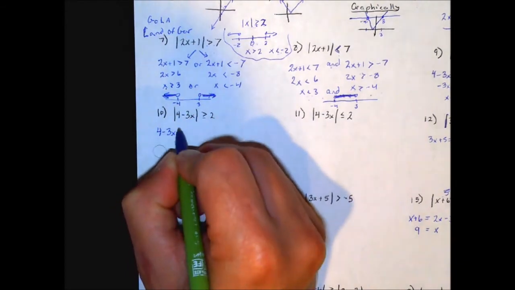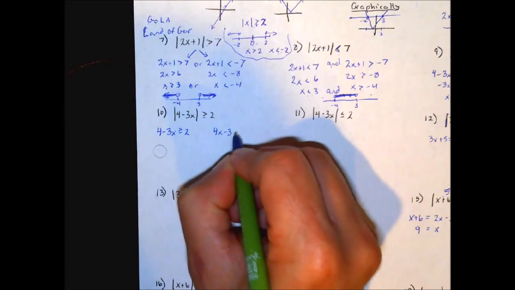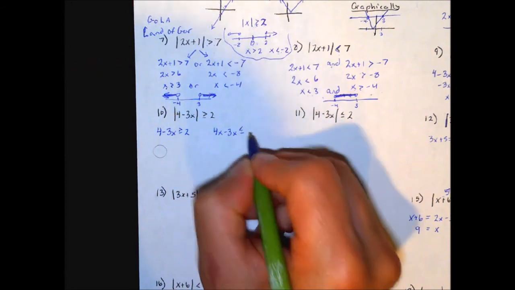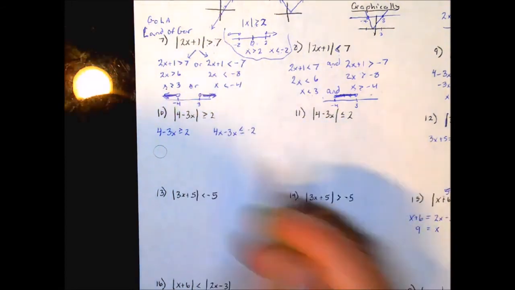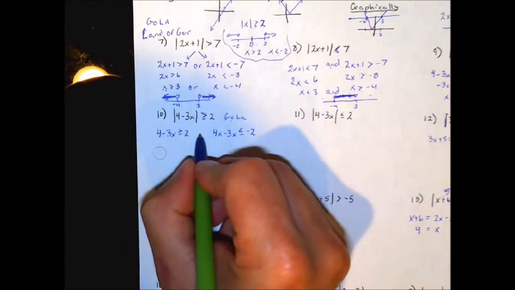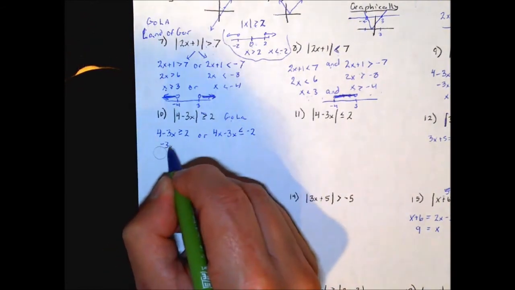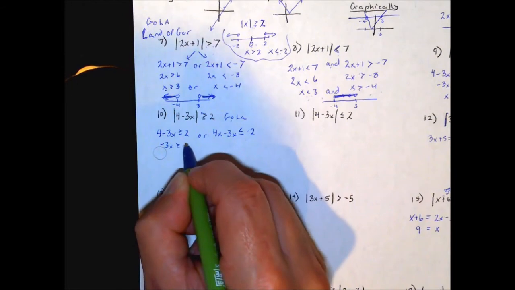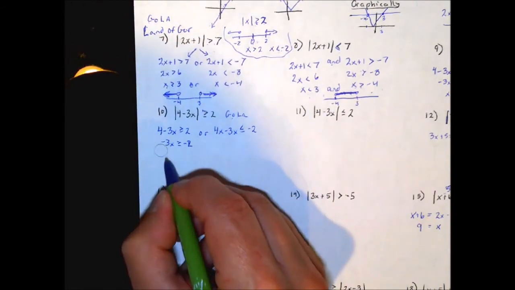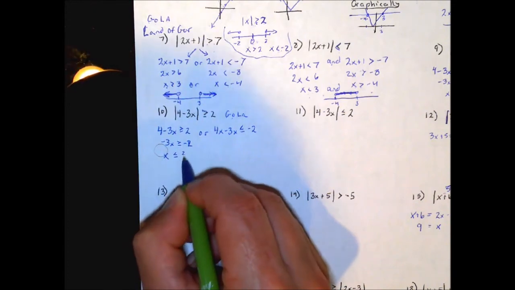Okay, so we have one equation as it is, and we have the other equation where we flip the sign and make it a negative. Okay? And it's a greater than. Think go LA, right? Greater than is an or, and then you just solve it. So subtract your 4 over, and remember when you divide by a negative number, you switch that sign around, just like you did back in Algebra 1.